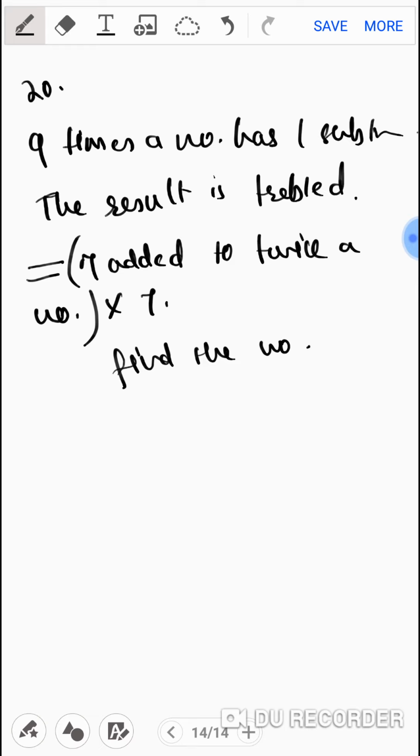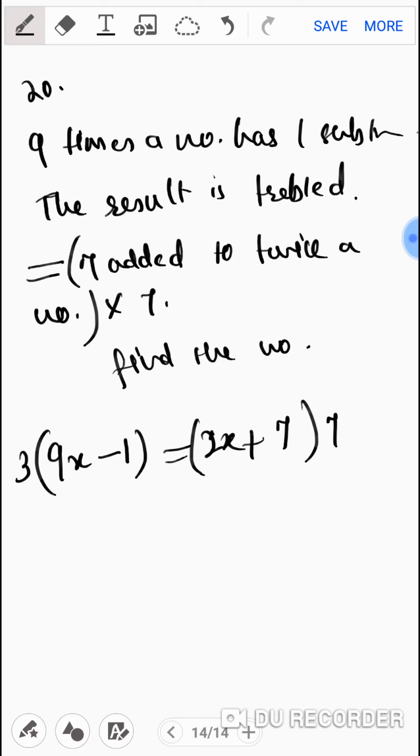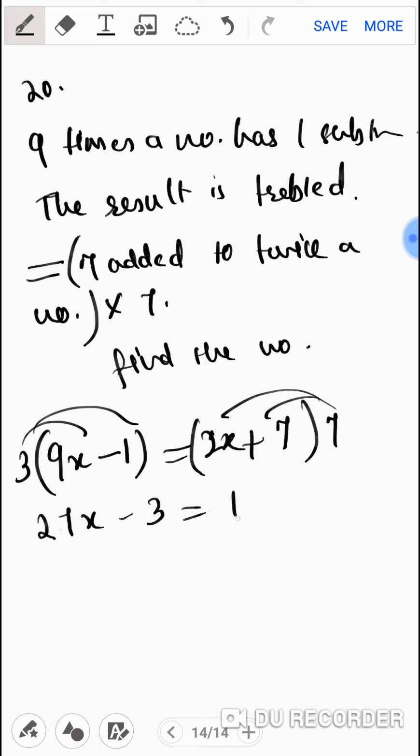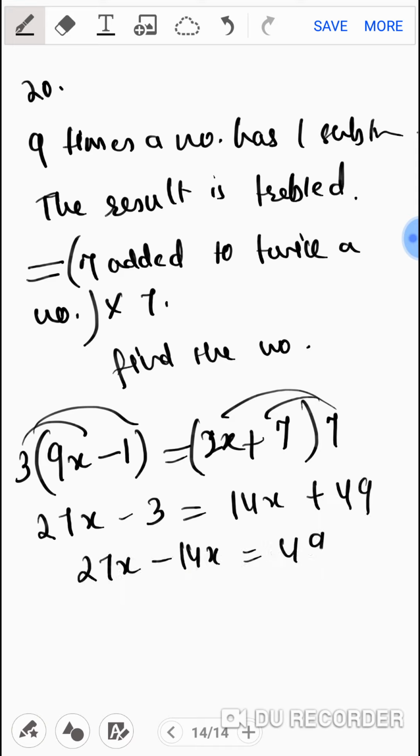Let's read the question again. 9 times a number, so 9x. Subtract 1 from it. Multiply the result. Triple means you have to multiply by 3. And that will be equal to same as 7 added to twice a number and multiply the result by 7. Clear? So you have to open the brackets, my dear kids, as you know how we open the brackets. Take numbers together, x's together. Subtract this and get the value.